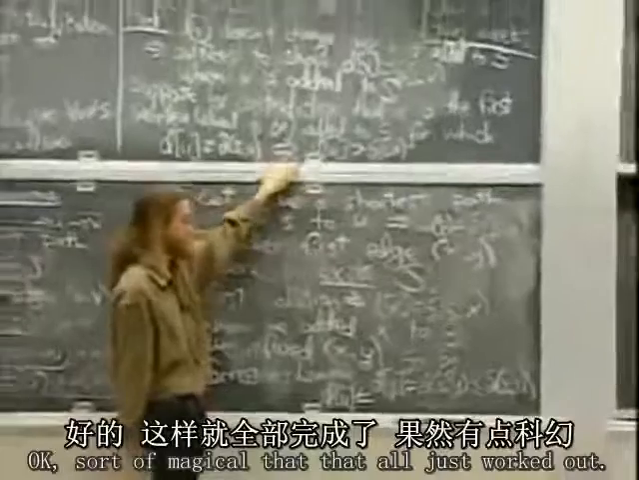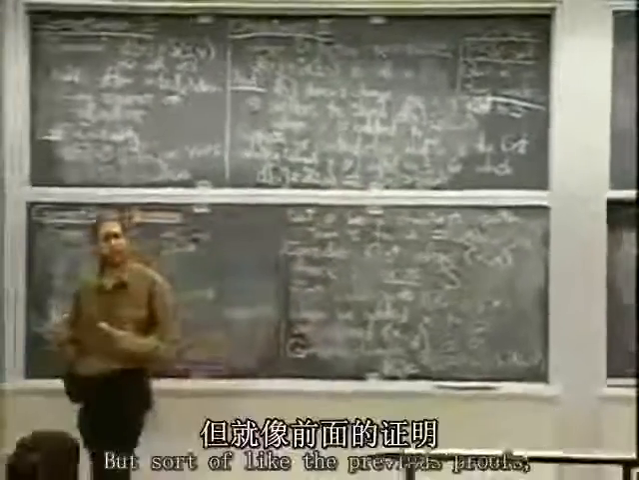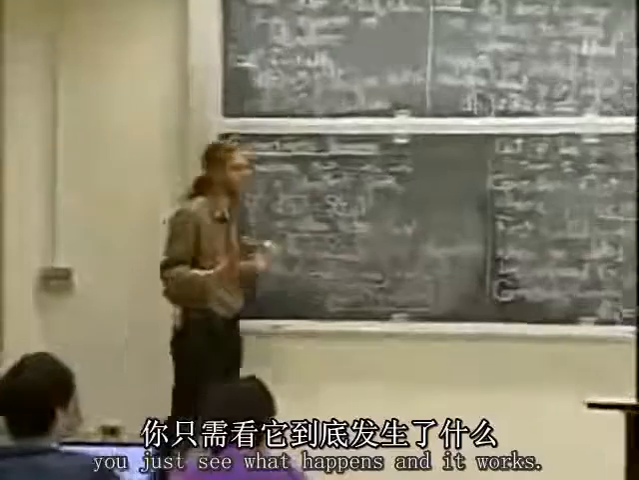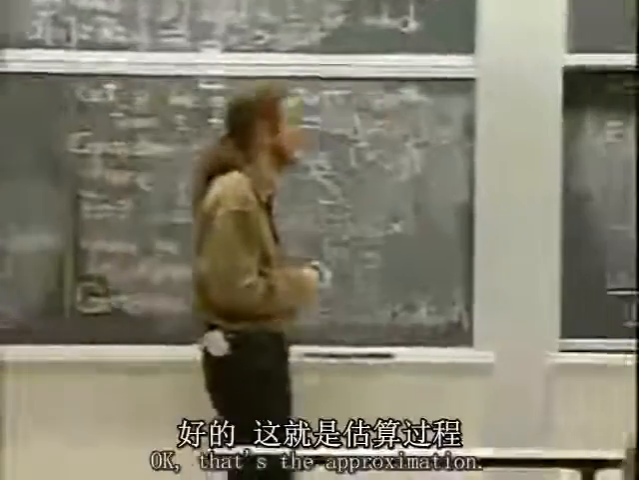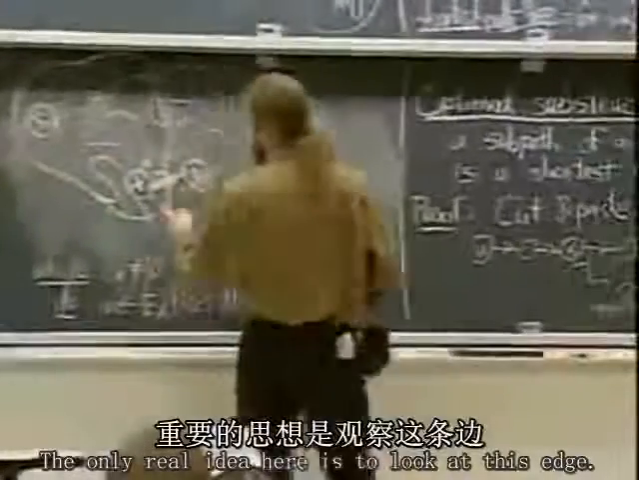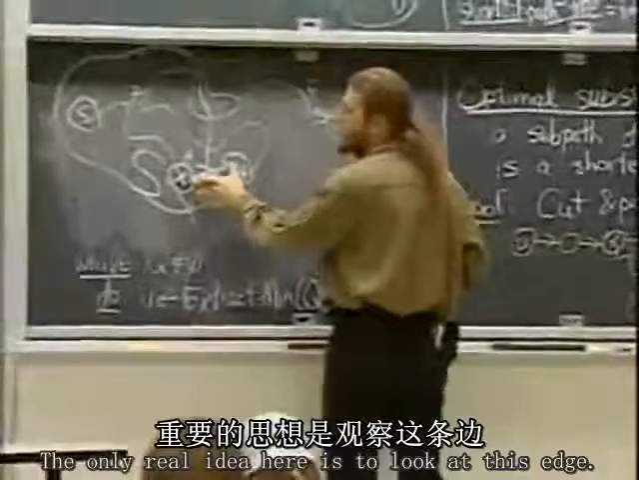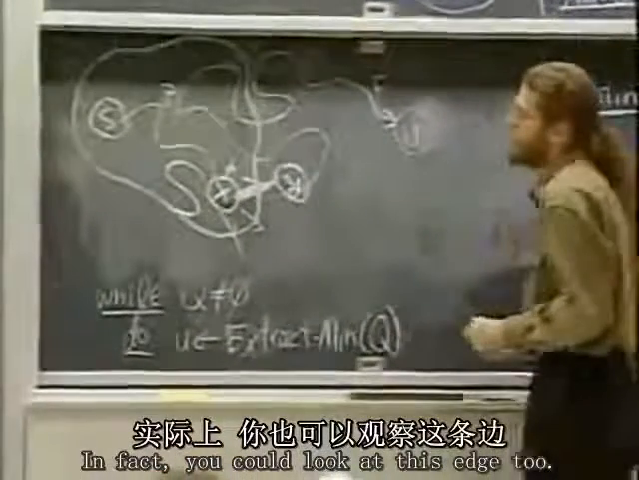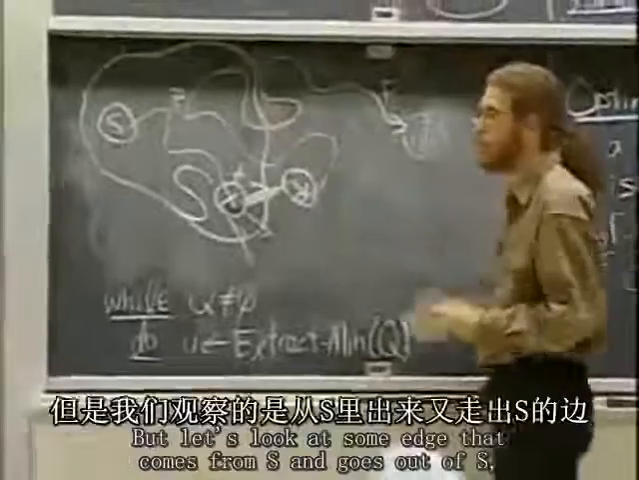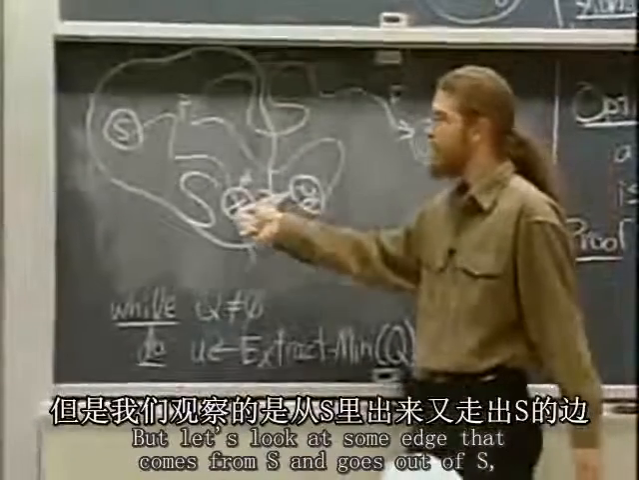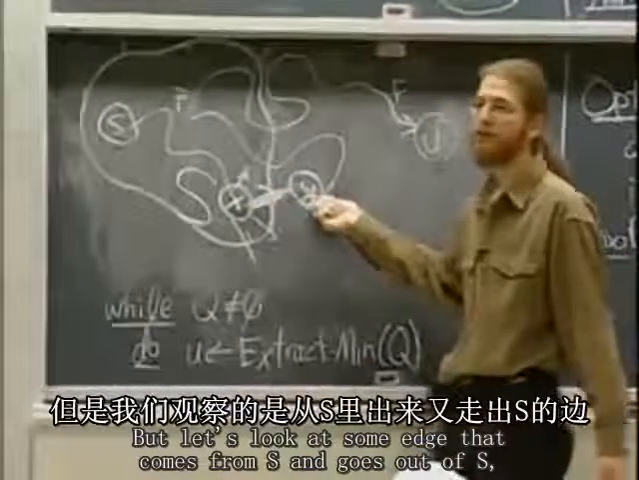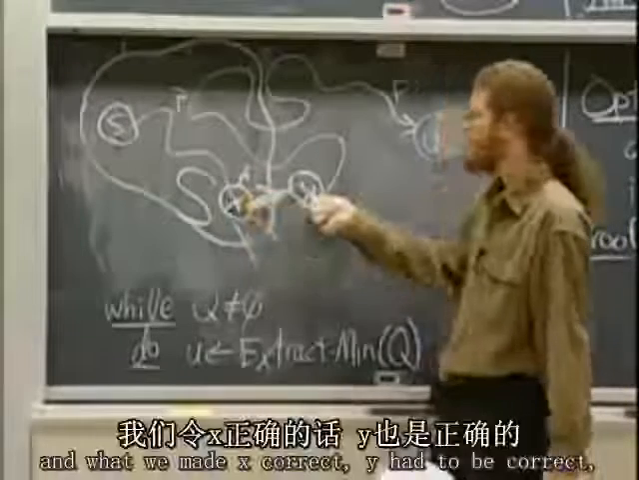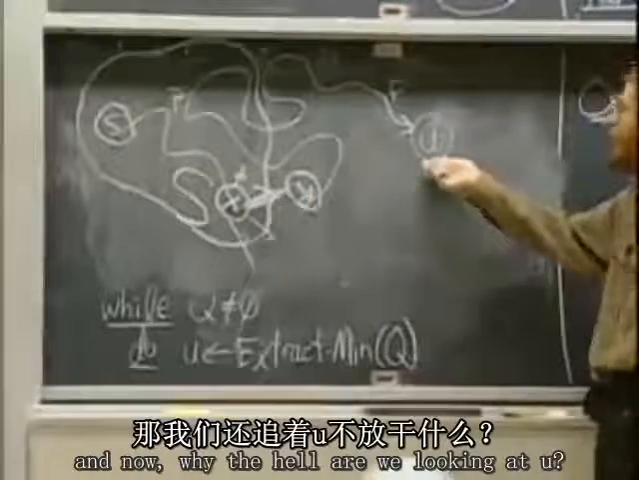Okay, sort of magical that it all just worked out, but sort of like the previous proofs, you just see what happened, and it works. Okay, that's the approximation. The only real idea here is to look at this edge. In fact, you could look at this edge too, but just look at some edge that comes from S and goes out of S, and argue that, well, x has to be correct, and when we made x correct, y had to be correct. And now, well, why were you looking at u?